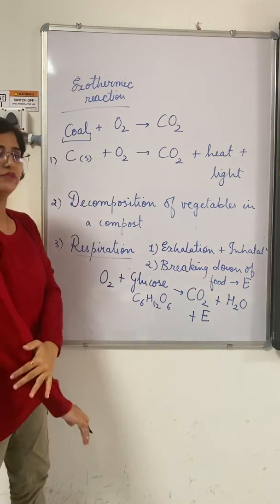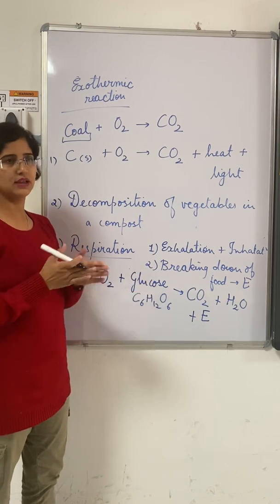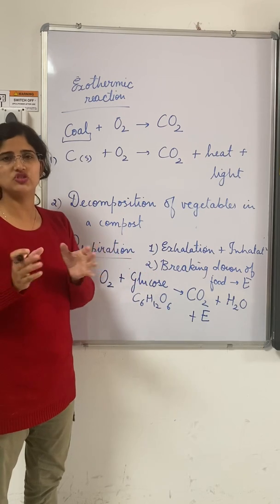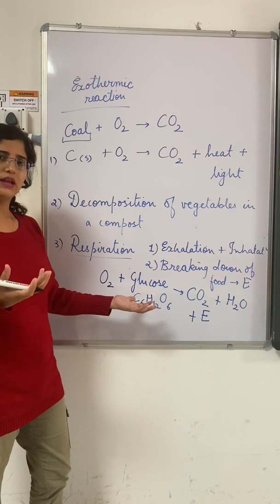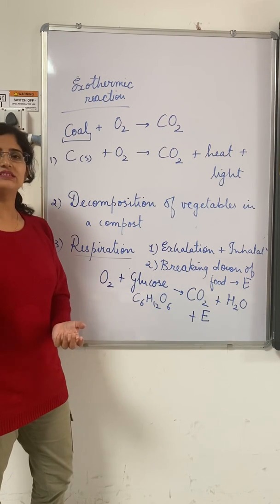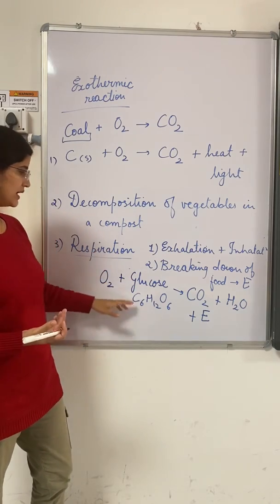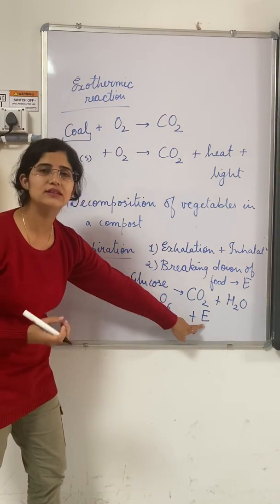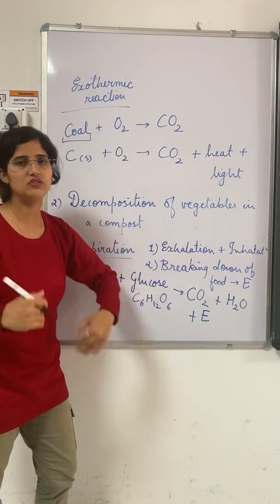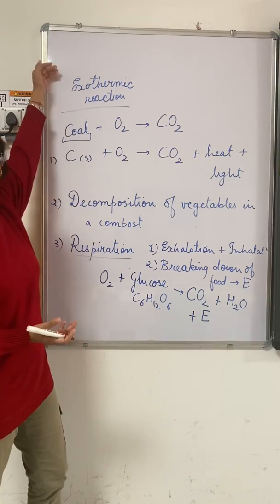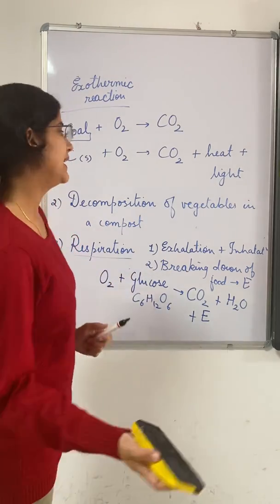That's why whenever you need instantaneous energy, we take glucose. Otherwise our digestion is a long process. For instant energy you need glucose, and that's why when we are sick, the first thing a doctor does is give you glucose through your veins. So see what happens: in the process of respiration, energy is released, energy is given out. That's why it's an example of exothermic reaction. These three are the main examples of exothermic reaction.